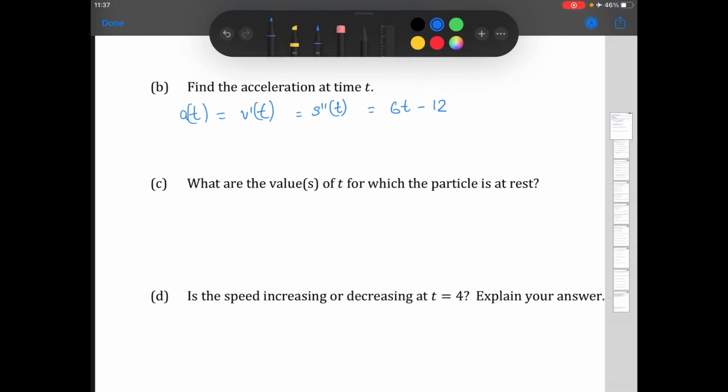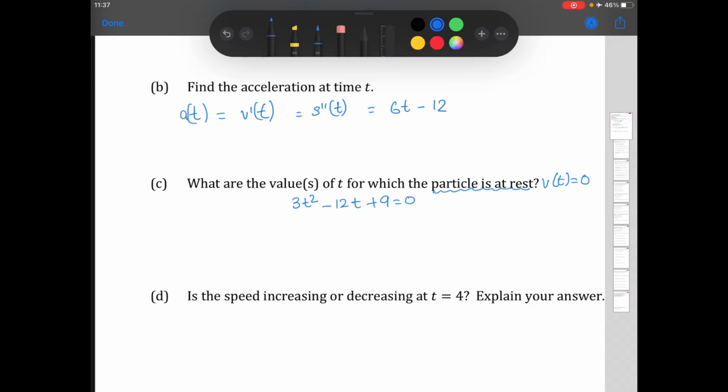What are the values of t for which the particle is at rest? Again, when is the particle at rest? When velocity is equal to 0. So my velocity, I already know the equation for velocity was what? 3t squared minus 12t plus 9. I'm going to set it equal to 0.